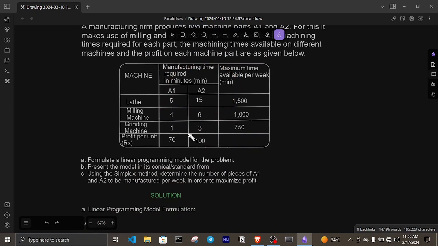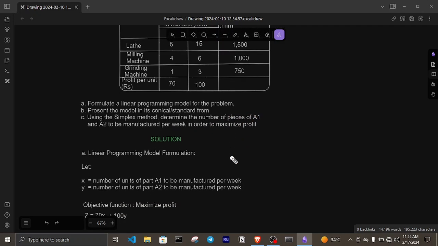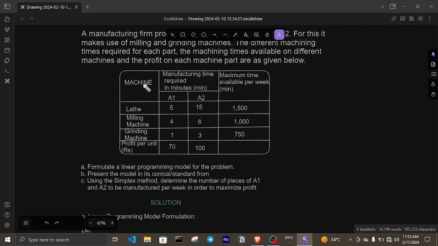A. Formulate a linear programming model for the problem. B. Present the model in its canonical or standard form. C. Using the Simplex method, determine the number of pieces of A1 and A2 to be manufactured per week in order to maximize profit. We have a table here for the machine column, the manufacturing time required in minutes, and the maximum time available per week.